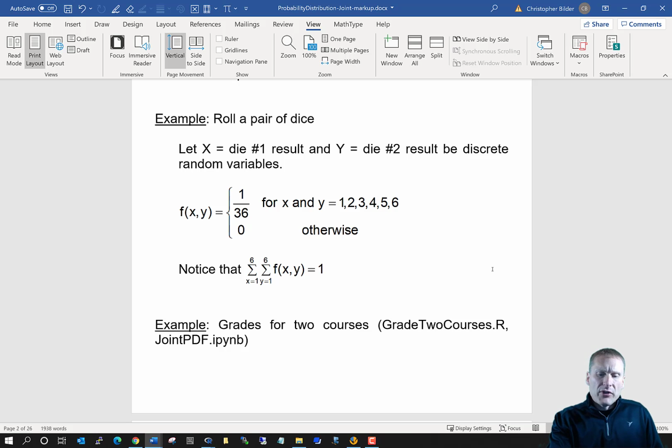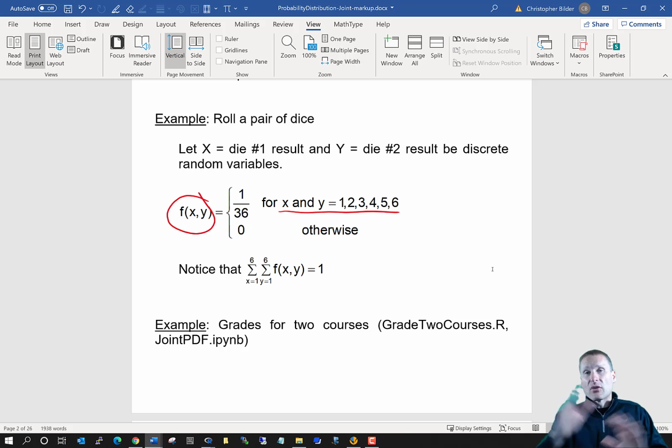In that particular case, we know that all possible outcomes of the first die and second die are equally likely. So I get a 1 and a 1, I get a 3 and a 4, I get a 6 and a 6. All possibilities are equally weighted. Have an equal probability as long as the dice are not weighted in some way. And so f of x, y is equal to 1 over 36 for each possible value of x and y, and 0 for any other case, because you can't roll a 7 on one die. Can't roll a -1.